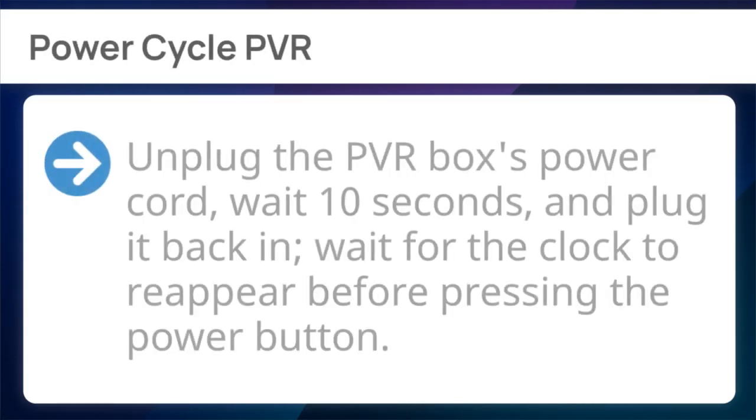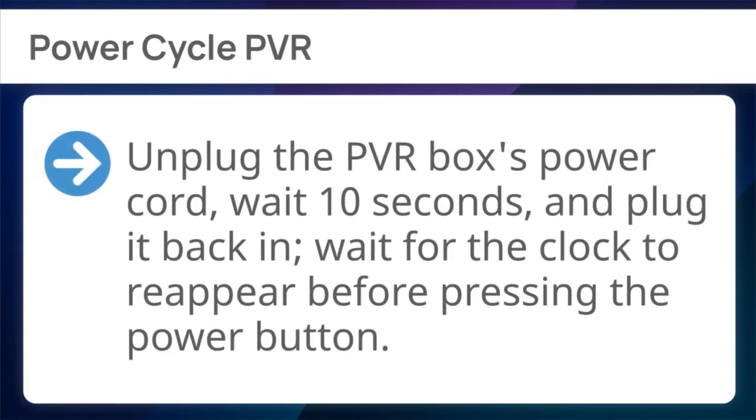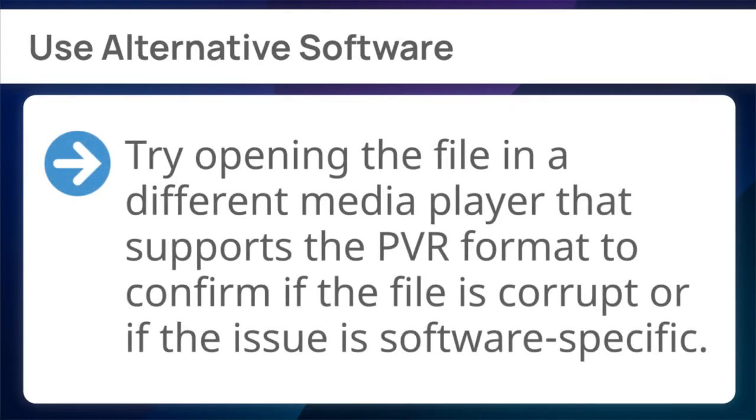Next, Power Cycle PVR. Unplug the PVR box's power cord, wait 10 seconds and plug it back in. Wait for the clock to reappear before pressing the power button. Finally, use alternative software. Try opening the file in a different media player that supports the PVR format to confirm if the file is corrupt or if the issue is software specific.